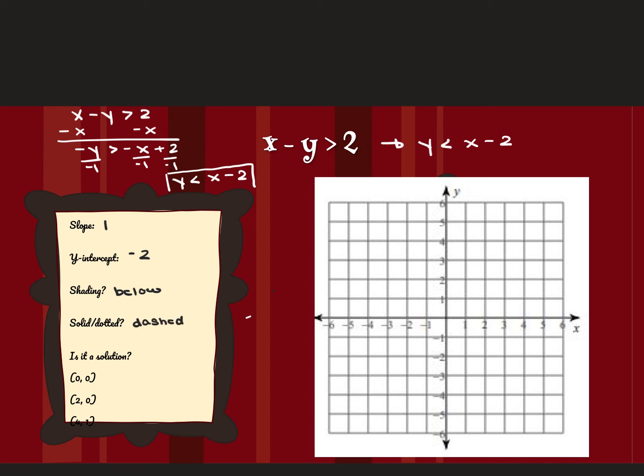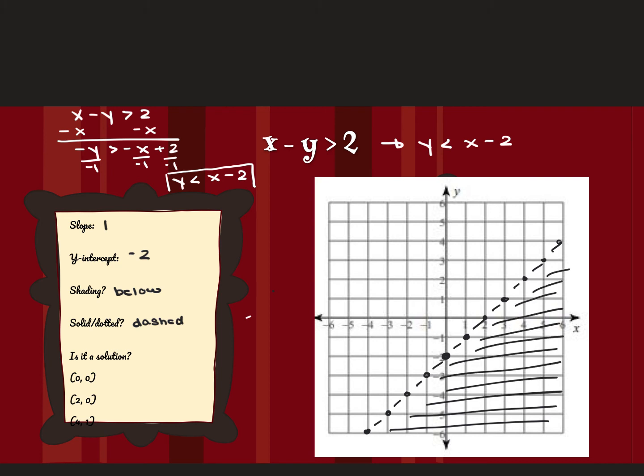All right, and then we will determine our solutions. So our y-intercept is negative 2. Our slope is 1, so we're going to go up 1 over 1 and continue that pattern. Then we're going to go down 1, to the left 1. We're going to use a dashed line. Since y is less than, we're going to shade below.